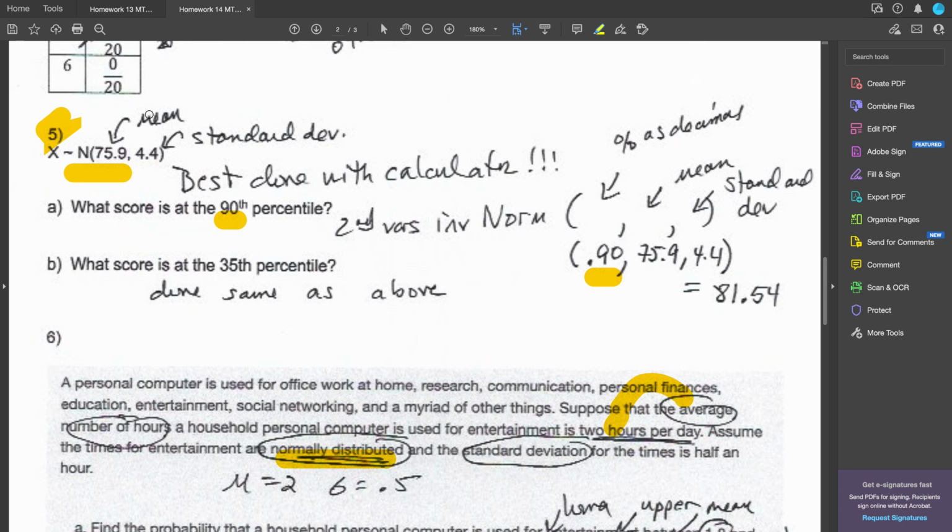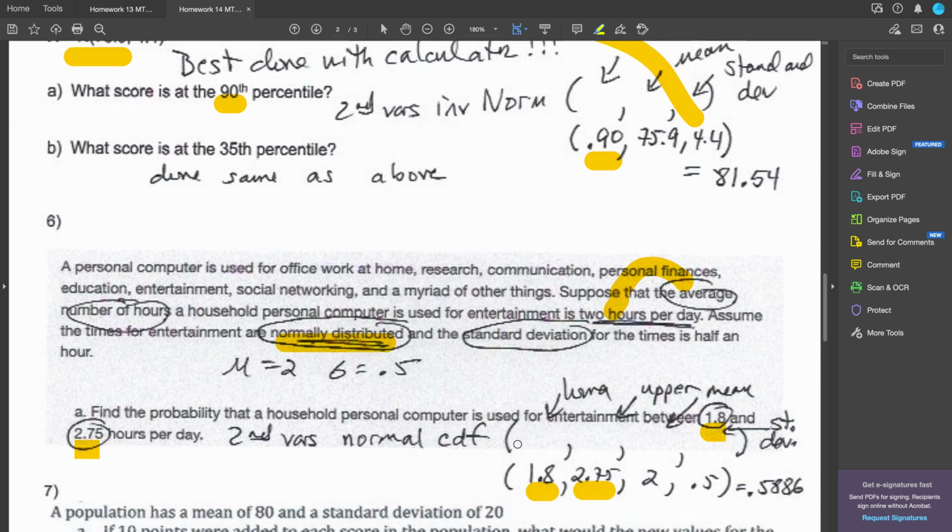Remember, in the format for X tilde N, for normal curve, the mean is the first number, the standard deviation is the second number. And I just punch them in. Second VARS, inverse norm, normal curve, 0.90, 75.9, 4.4. Those numbers taken from over here, and it tells you 81.54.